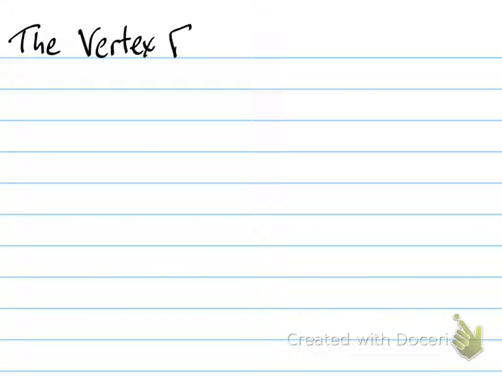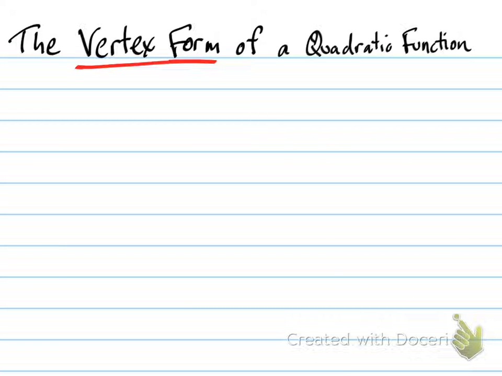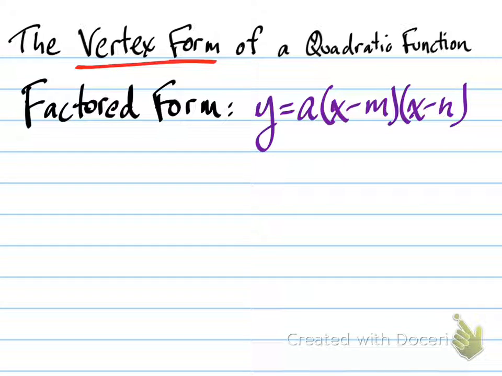We're going to take a look in this video at something called the vertex form of a quadratic function. You've been studying quadratic functions for a while and you are no doubt familiar with something called factored form, where you see the parabola or the quadratic function written out as a product of factors and you get the two x-intercepts right there presented in the equation to you.